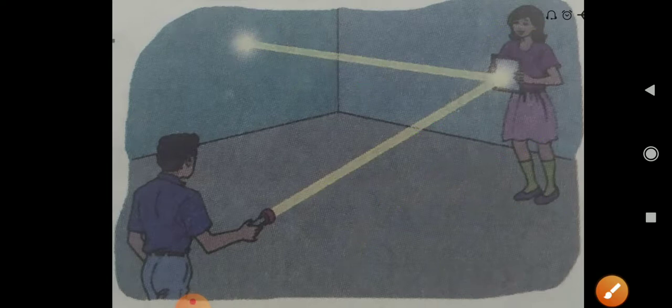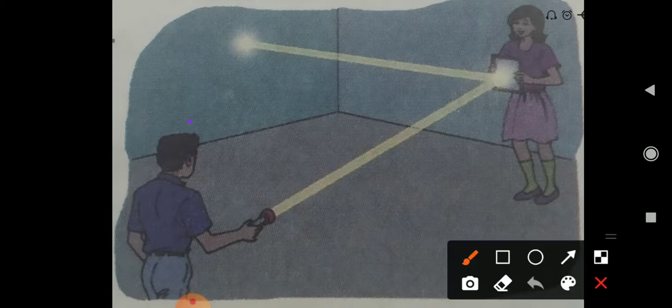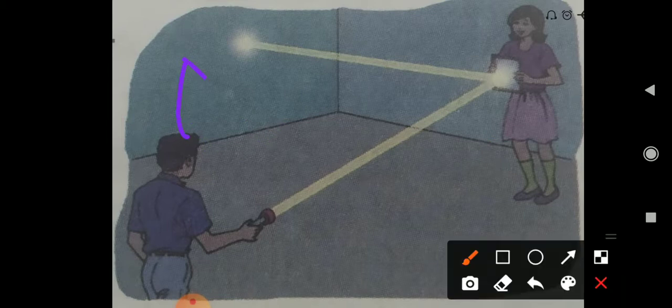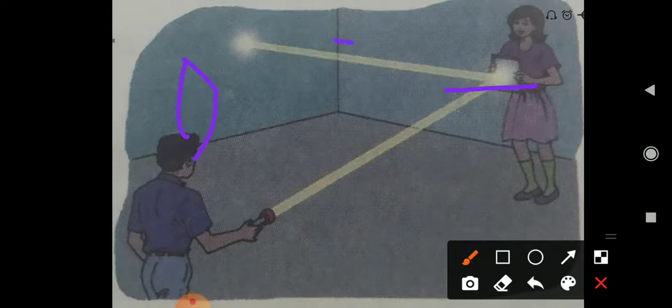Okay, now why is reflection important? Reflection enables us to see things. We can see things only when light directly reflects from them. Suppose this girl is an object, you are here, and this is your eye. You want to see this girl, and you need the light which is reflecting from this girl.